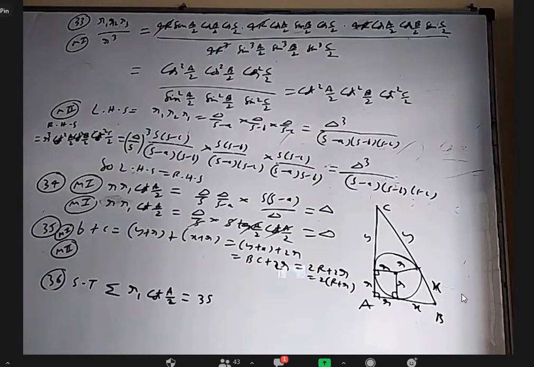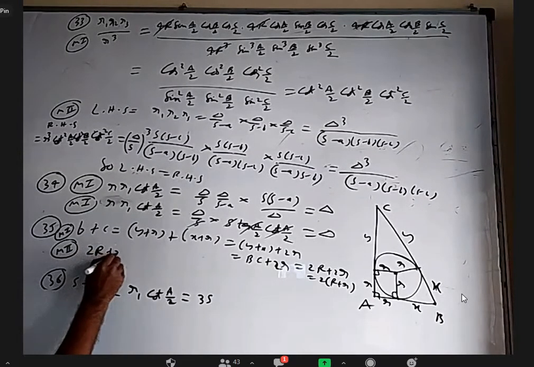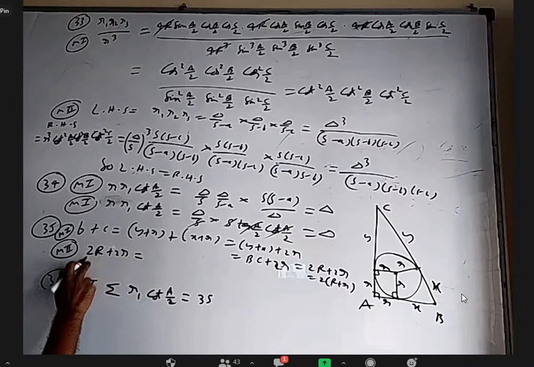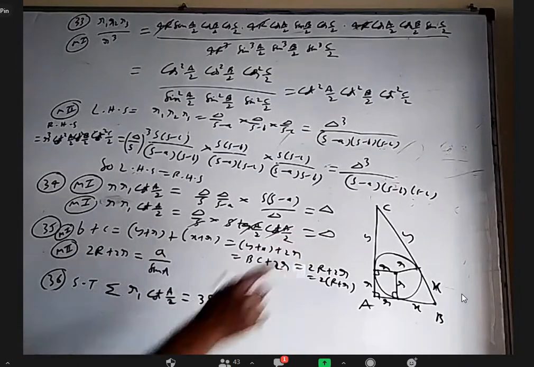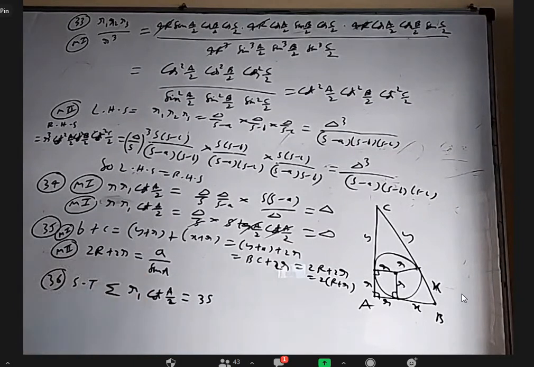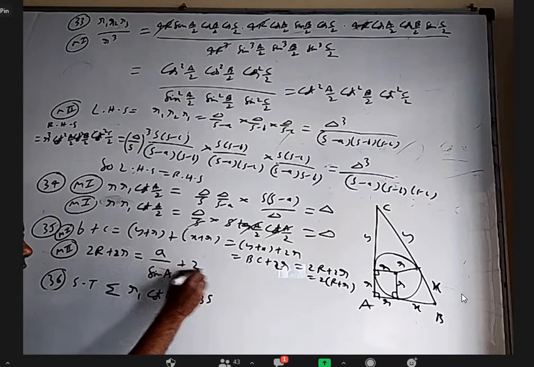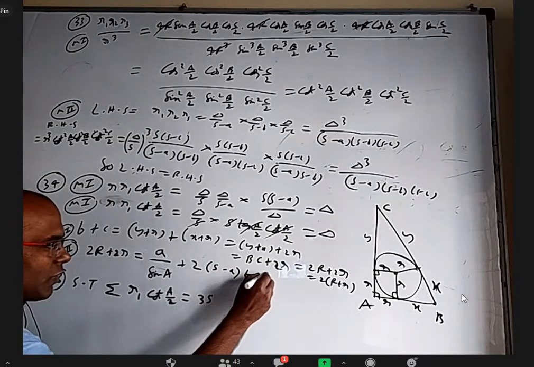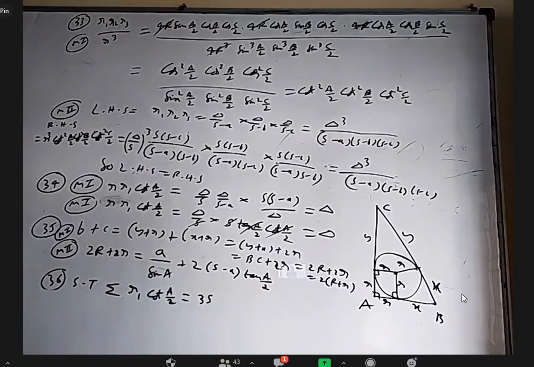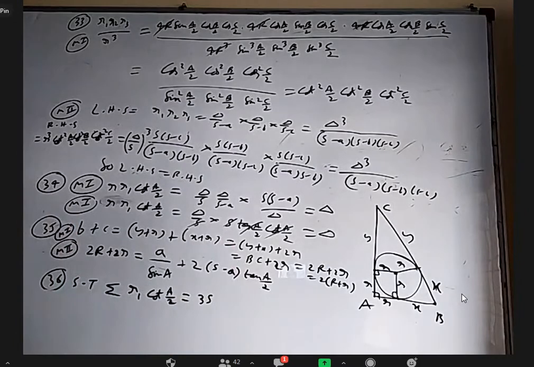Okay, method 2. 2 capital R plus 2 small r, that is the question. 2 capital R can be written as a by sin a. If you don't want to do it from the figure, at least according to the sine rule, 2 capital R is a by sin a. And 2 small r, I am going to write small r as s minus a tan a by 2. That is one of the formulas for small r. Small r has 3 formulas: s minus a tan a by 2, s minus b tan b by 2, s minus c tan c by 2.